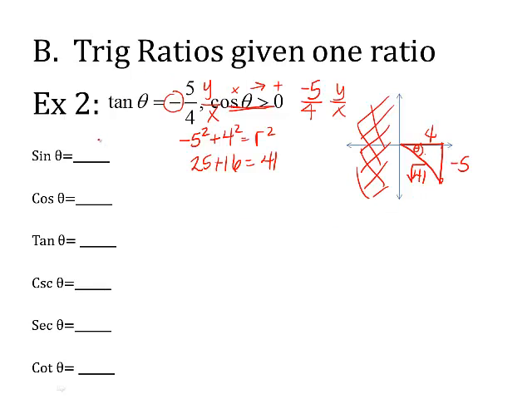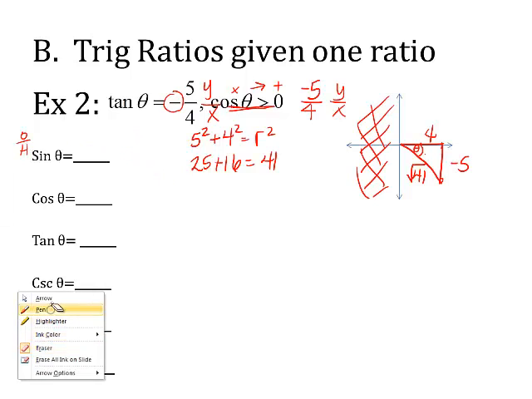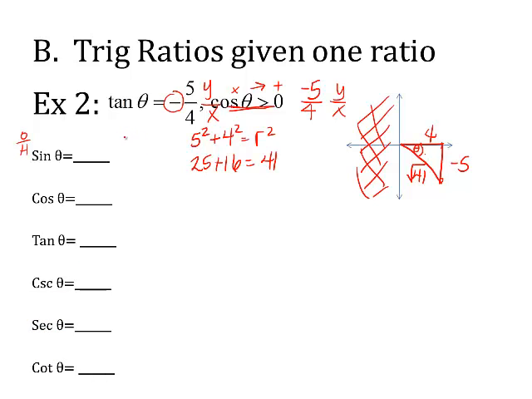Sine is opposite over hypotenuse. Sine is the opposite side from theta, so that means it's -5 over the square root of 41. Yes, I'm going to have to rationalize that. So it's square root of 41 over square root of 41, and I'm going to end up with -5 square root of 41 over 41. Yes, I can leave that just as it is.